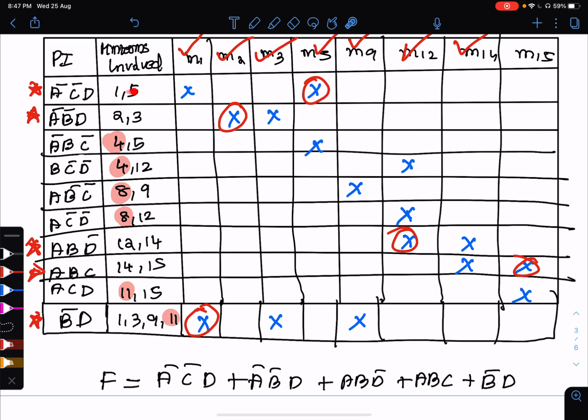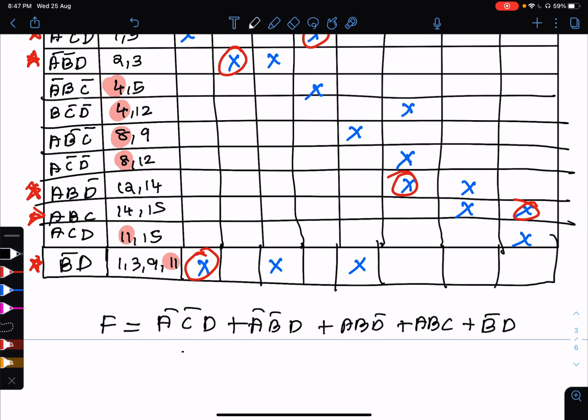If we select this, 1 and 5 will be covered, and with the other, 4 and 5 will be covered. Only 5 is additionally covered by these two. So in that case, avoid the don't care and select the best one. This is the best one. You can also select this, no problem at all, and continue the problem. So the final expression will be this.